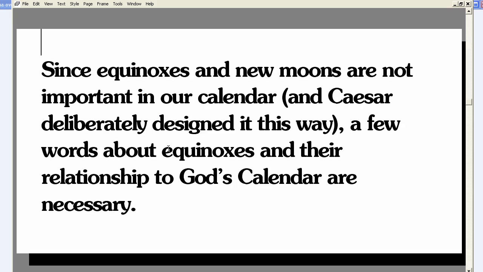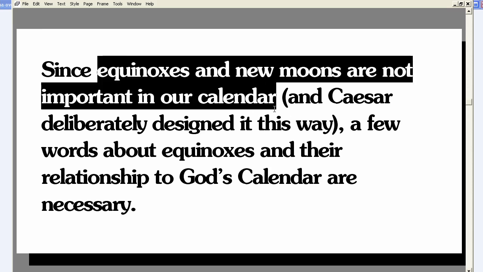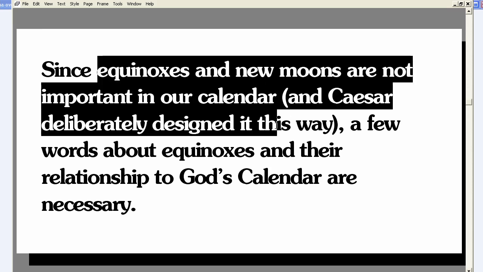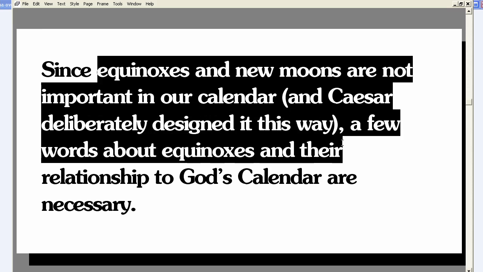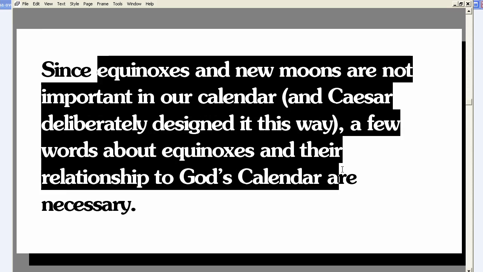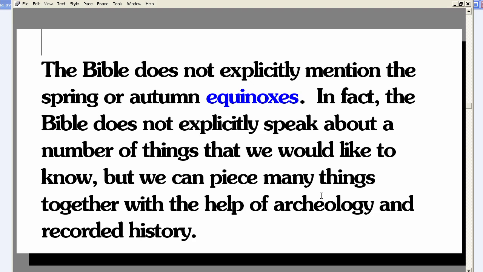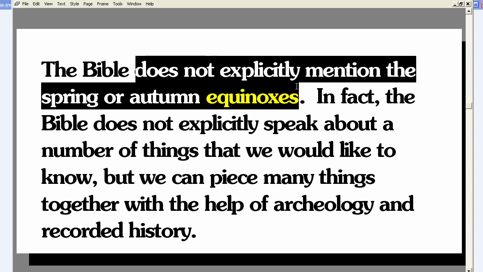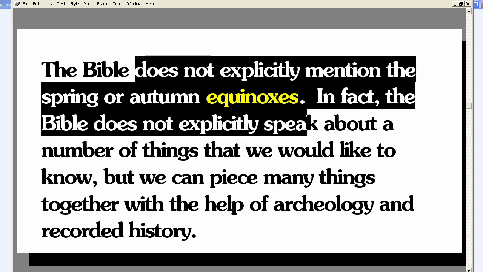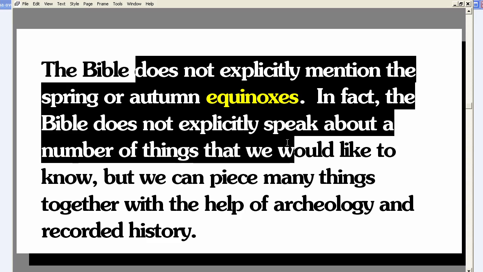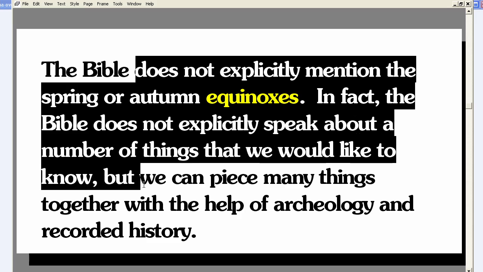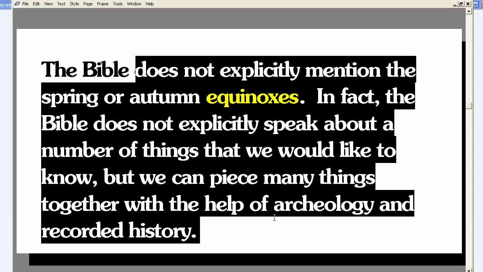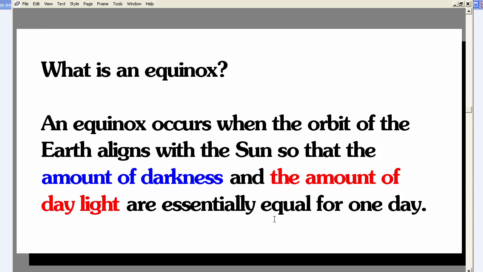new year. Since equinoxes and new moons are not important in our calendar, and Caesar deliberately designed it this way, a few words about equinoxes and their relationship to God's calendar are necessary. The Bible does not explicitly mention the spring or autumn equinoxes. In fact, the Bible does not explicitly speak about a number of things that we would like to know, but we can piece many things together with the help of archaeology and recorded history.